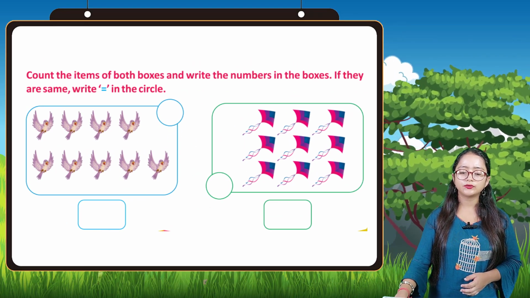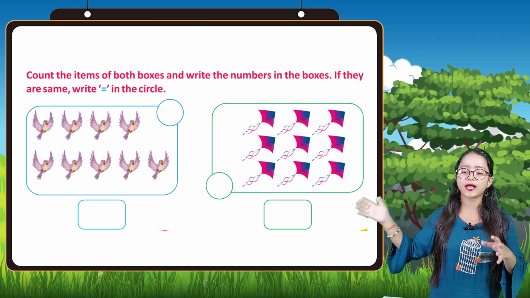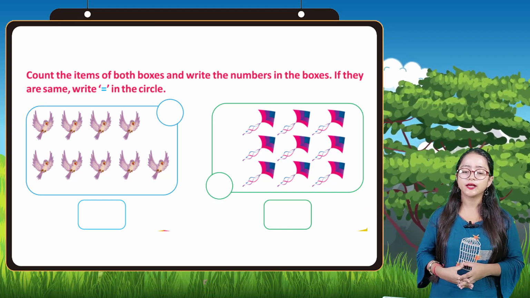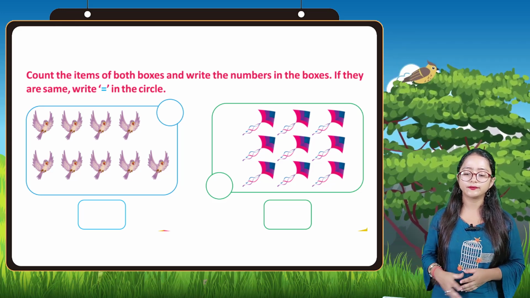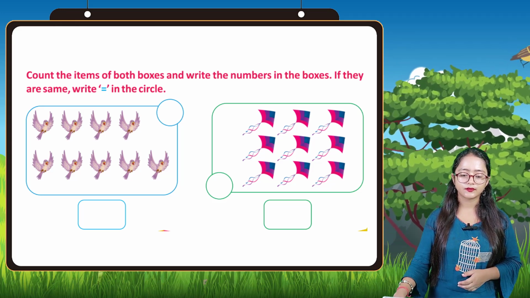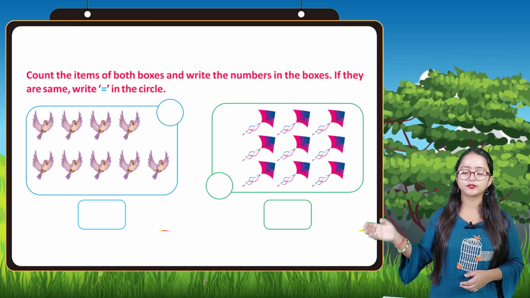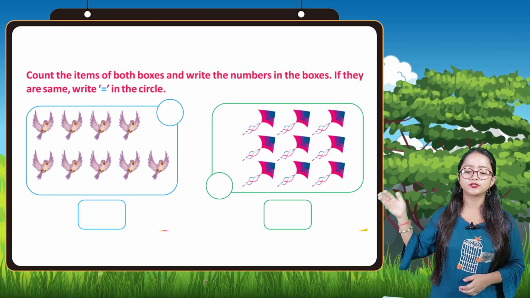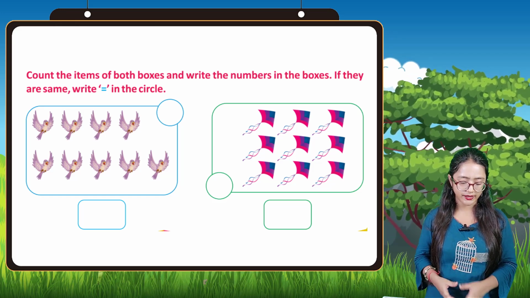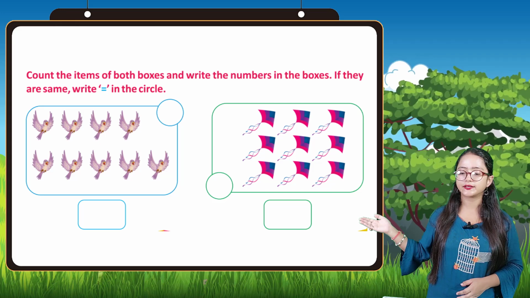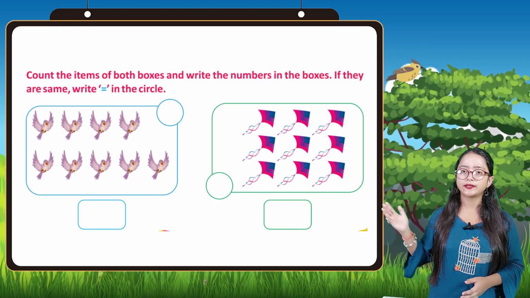Now, count the items of both boxes and write the number in the boxes. If they are the same, write equal to in the circle. So first you have to count the number of birds over here. There are total 1, 2, 3, 4, 5, 6, 7, 8, 9 birds. So write down 9. Next, how many kites are there? There are total 9 kites. So write down 9.